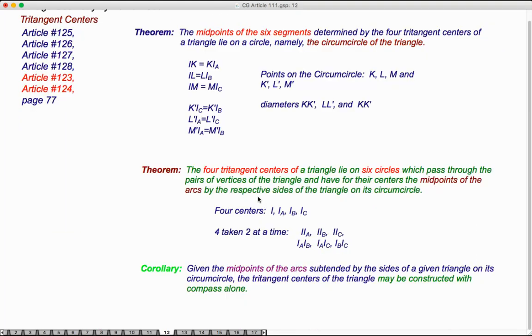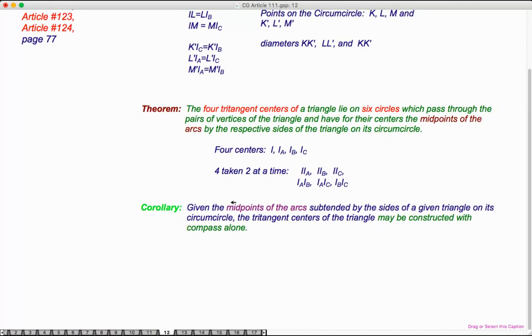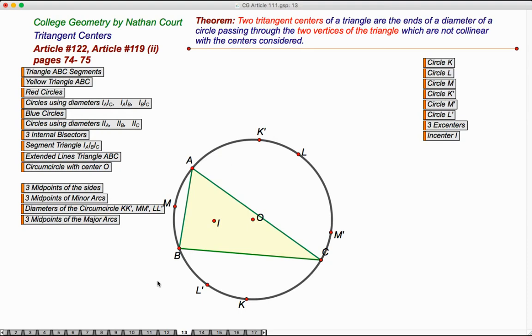And that's what the theorem is. Very easy. And last but not the least is a corollary that if we are given the six midpoints of the arcs subtended by the sides of a given triangle, triangle ABC, on its circumcircle, then the tritangent centers of the triangle may be constructed by using compass alone. So by constructing circles alone, we will be able to determine the four tritangent circles, okay?